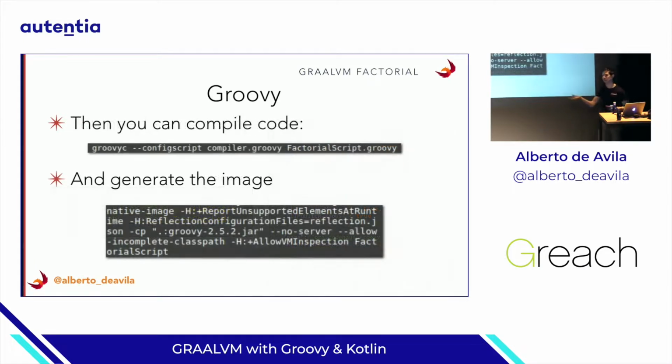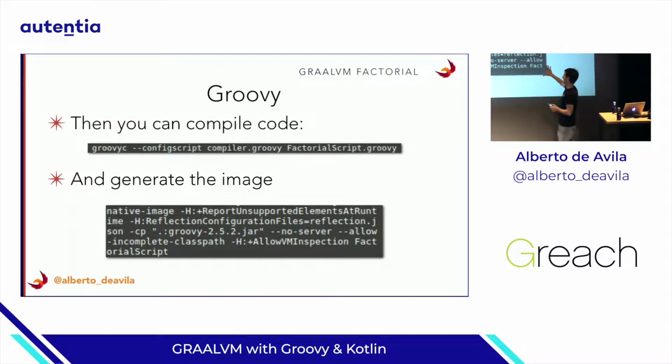So once we have those two files, the compiler.groovy and the reflect.json, we can first of all compile our Groovy code using groovyc and the compiler.groovy and our file. And then we have our class, or our Groovy script, compiled. We have to generate the image.